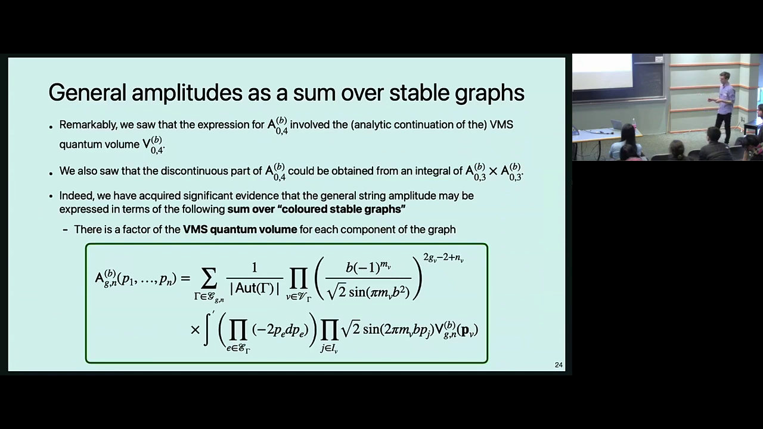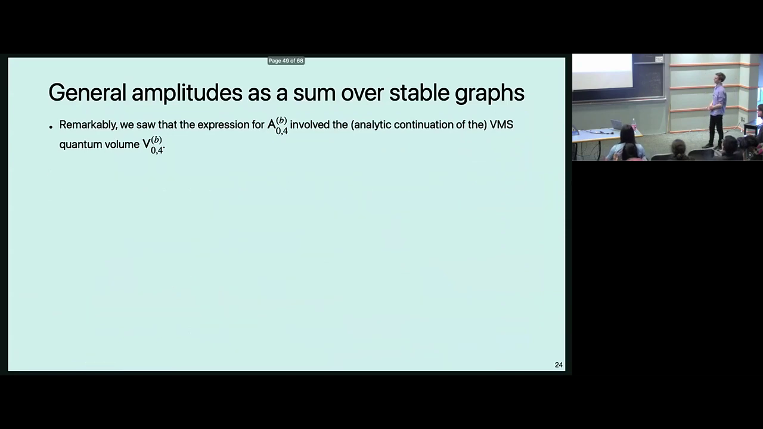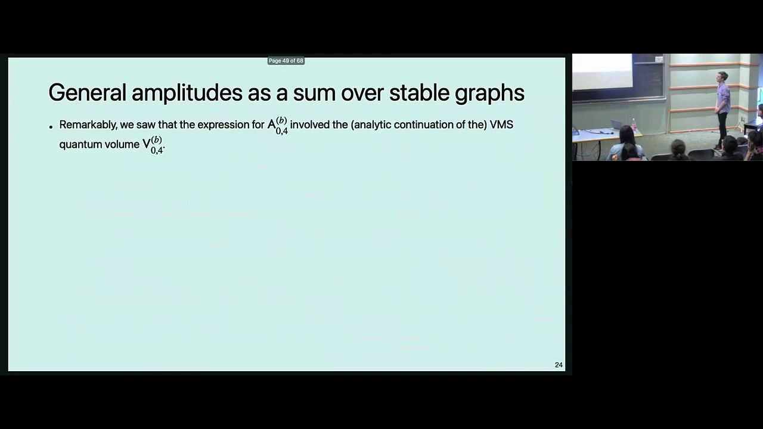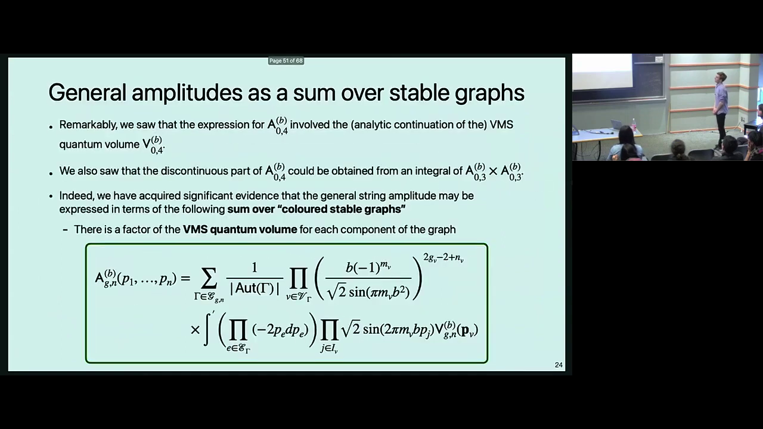And each stable graph is itself made up of a bunch of components, with each component being some Riemann surface of genus G with n punctures glued along what are known as nodal points, like some internal lines. And colored just means that associated to each vertex, we associate a positive integer. And those are the m variables that appeared previously in, for example, this slide. Good. And moreover, for each component or vertex of these stable graphs, we associate a factor of the VMS quantum volume.